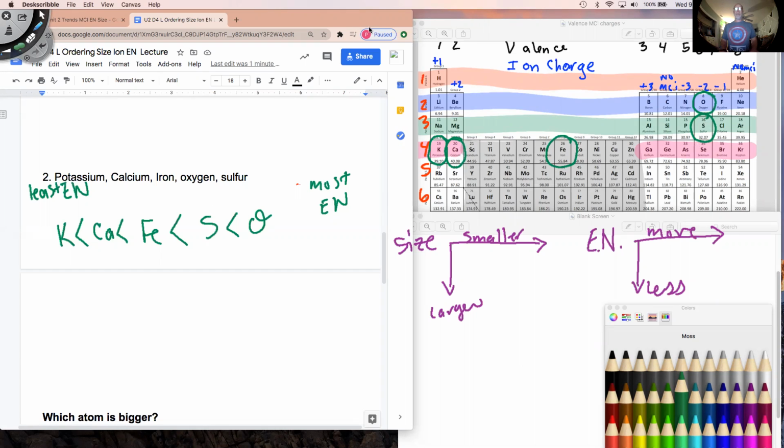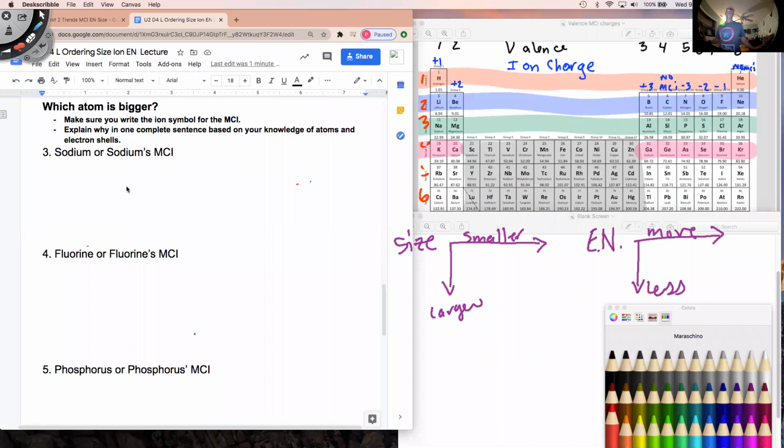And that would be from least to greatest electronegativity. The next one asks which atom is bigger. It says write the ion symbol and explain why in one complete sentence. That's important because when you were doing your homework, some of you missed that complete sentence. You were just putting something simple like, oh, because it's bigger. And no, you've got to be a little bit more precise than that. All the answers are going to be one of four things. So let's take a look at it.